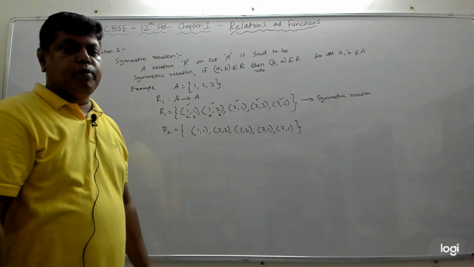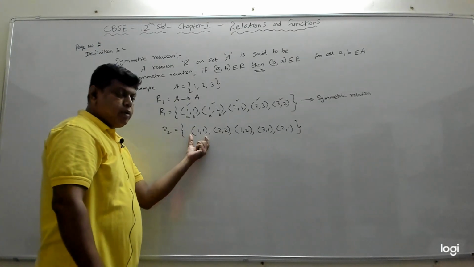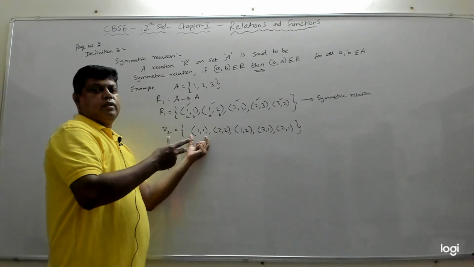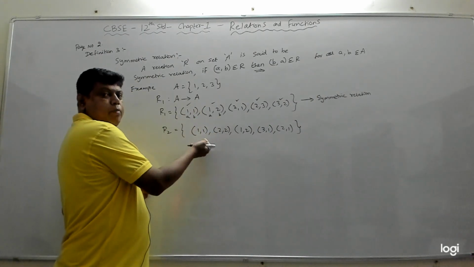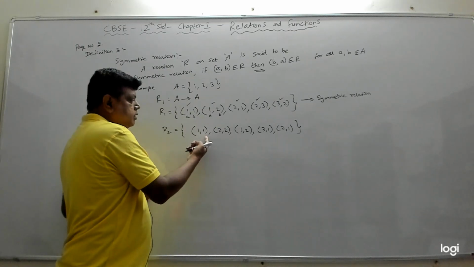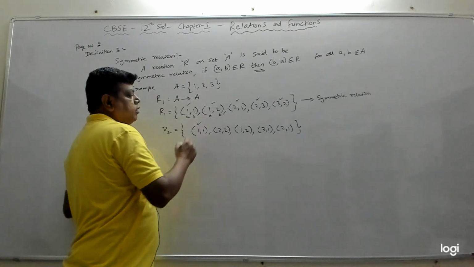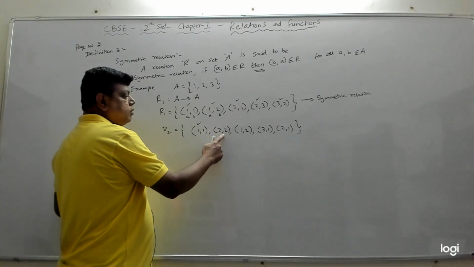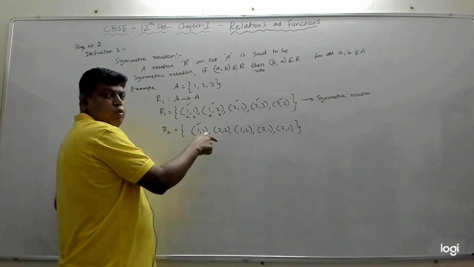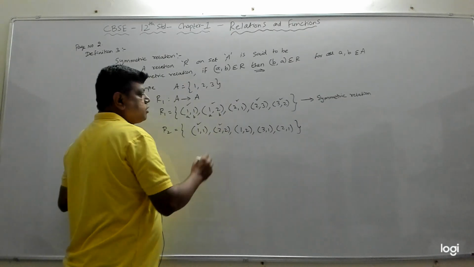Now the question is, is this relation R2 symmetric? To check whether it is symmetric or not, what should we take? We should take one element, do the reverse, and check whether the reverse of that is there. This is A comma B, reverse is B comma A. The 1 comma 1, reverse is 1 comma 1, which is there. So it is satisfied for this element. Now we take the next element 2 comma 2. The reverse of 2 comma 2 is also 2 comma 2, which is there in the set. So this is also satisfied.